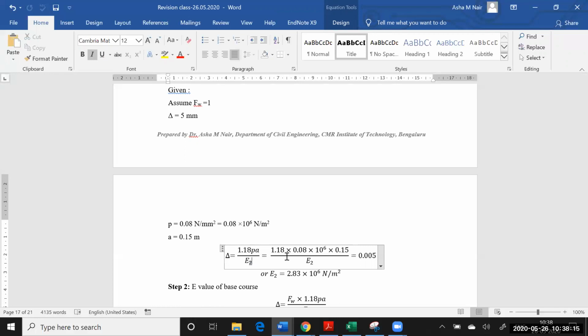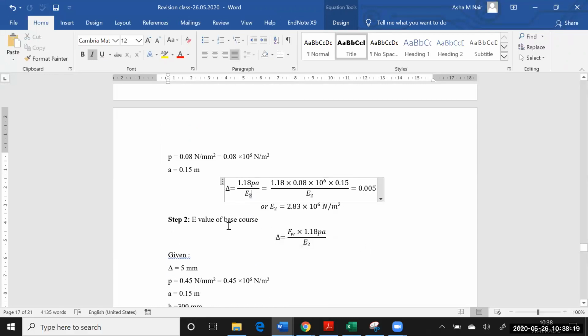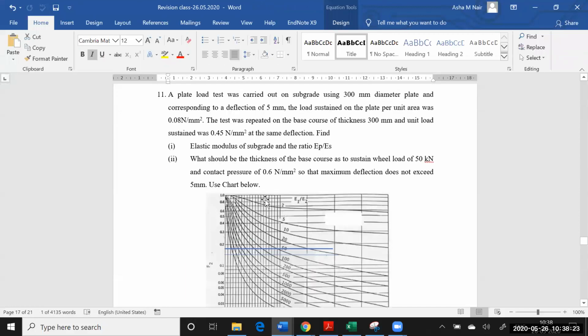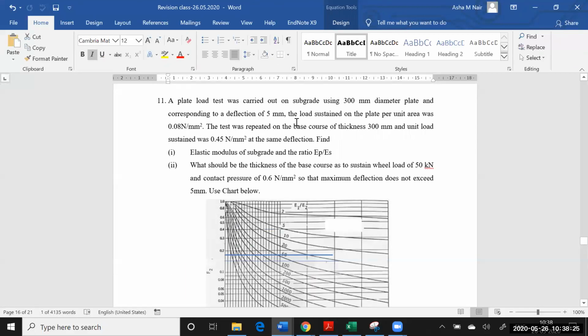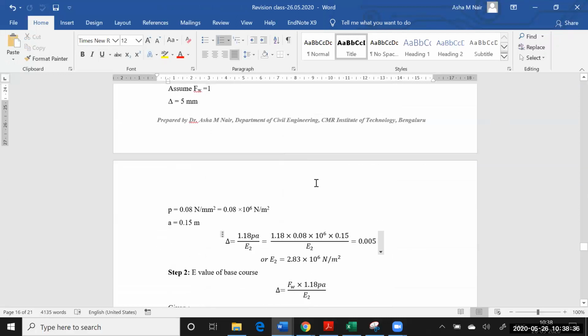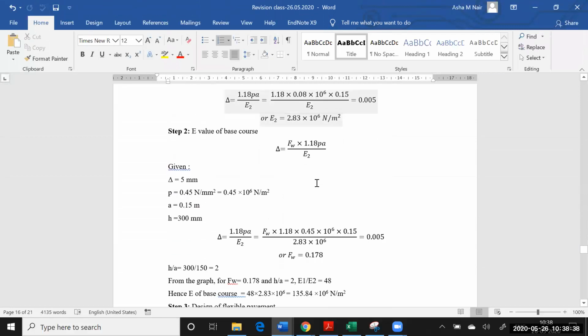Now, once you get the value for E2, next is the one that you did in the previous problem, the E value of the base course. Same concept. So delta is again given as 5 mm, and the thickness is given as 300 mm and plate diameter is 300. So H by A will be equal to 300 by 150, which is equal to 2.